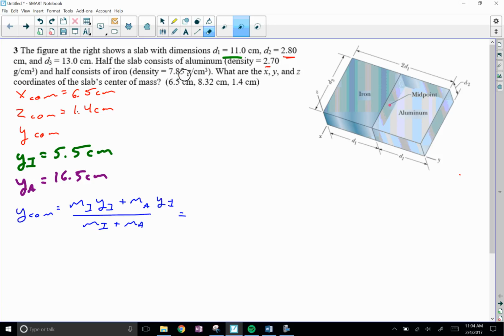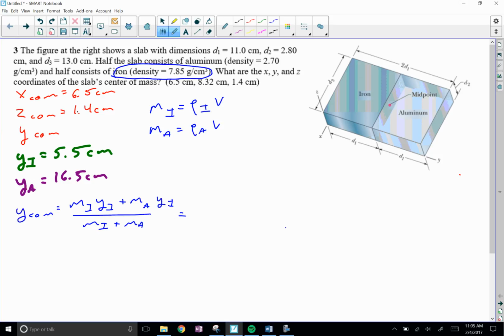For example, let's look at the iron. The iron has a density of 7.85 grams per cubic centimeter. So if we figure out how many cubic centimeters there are of iron, then multiply by 7.85, that would give you the mass of the iron. But I'm not going to do that. Here's what I'm going to do. I know that the mass of iron should be equal to the density of iron times the volume of iron, and the mass of aluminum should be the density of aluminum times the volume of aluminum.